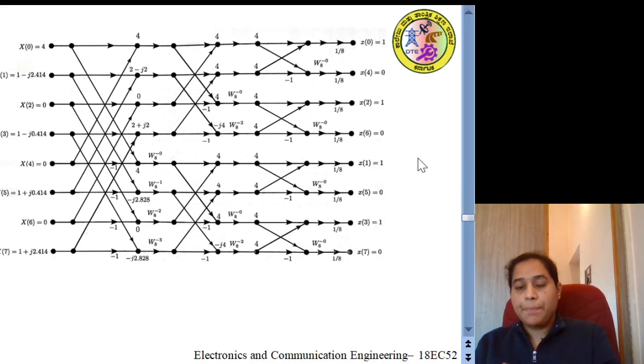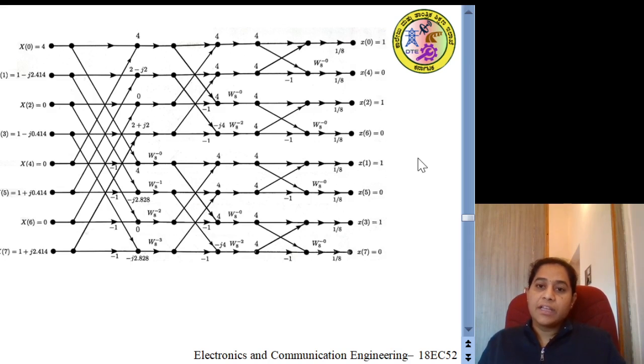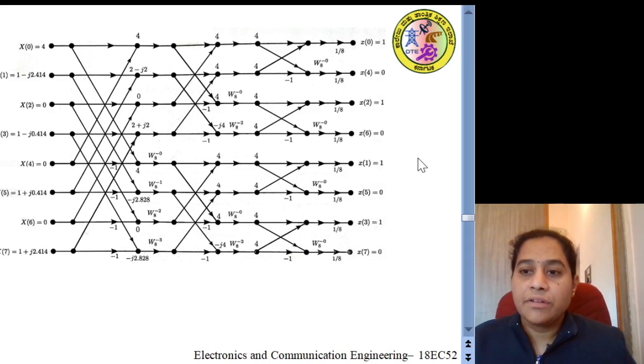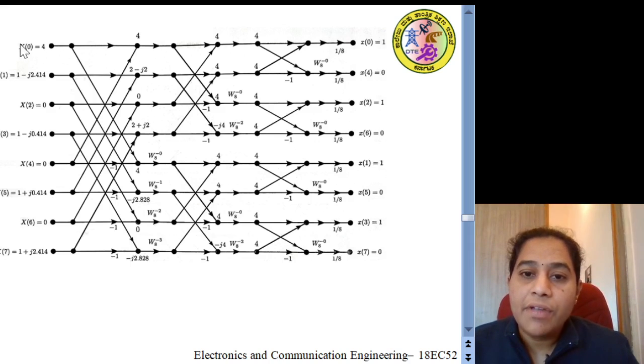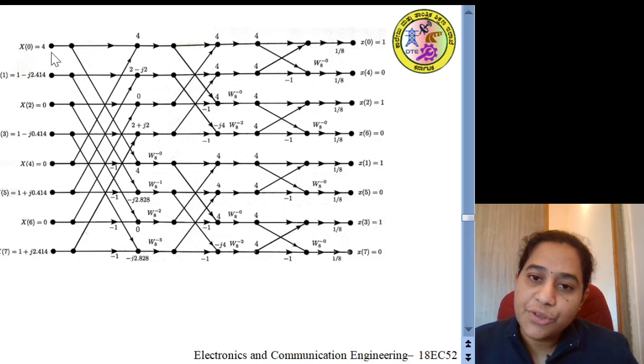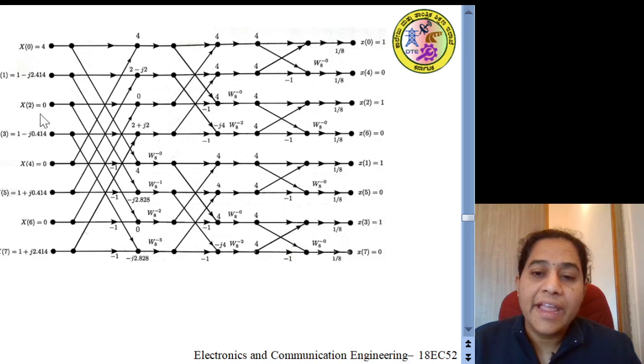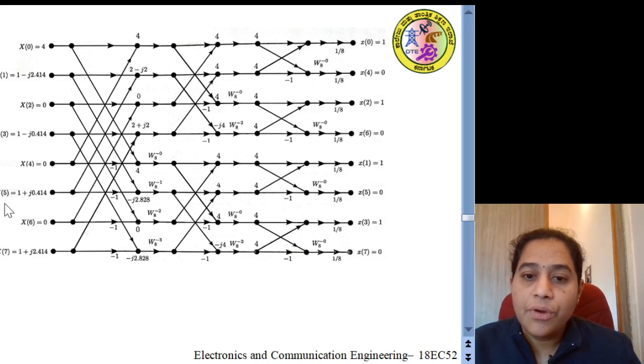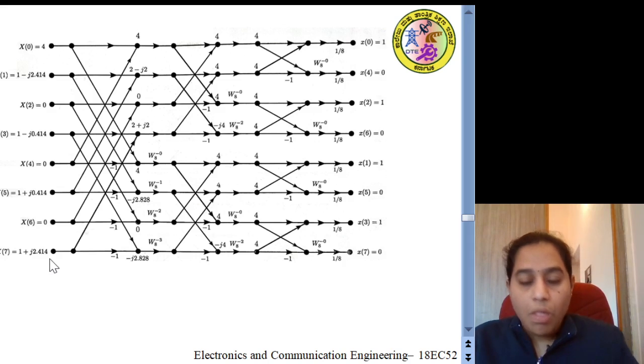Now this represents the complete flow graph along with the complete answer step by step. We can observe here that we are considering the input in normal order. Observe, x of 0 is equal to 4, x of 1 is equal to 1 minus j 2.414, x of 2 is equal to 0, x of 3 is equal to 1 minus j 0.414, x of 4 is equal to 0, x of 5 is equal to 1 plus j 0.414, x of 6 is equal to 0, x of 7 is equal to 1 plus j 2.414.